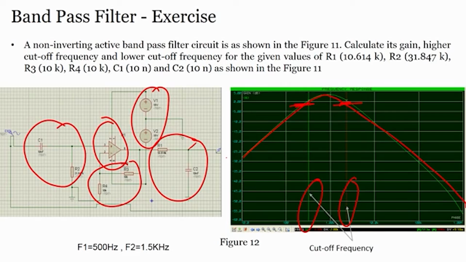When you see this, you solve it and you will find that FL is 500 hertz and FH is 1.5 kilohertz. So, if you do this kind of problem, you can solve it using PSpice.